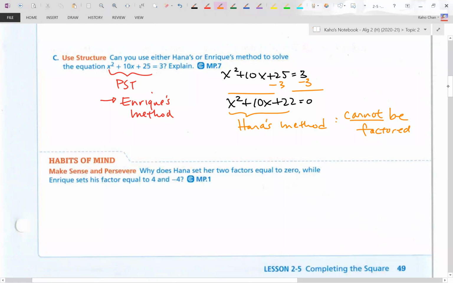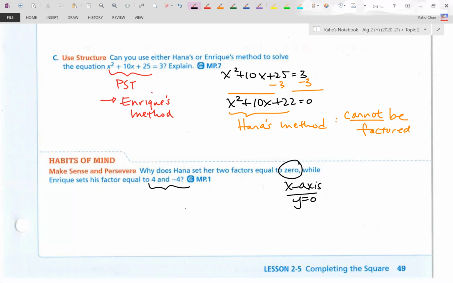Why does Hannah set her two factors equal to 0, while Enrique sets his factors equal to 4 and -4? For it to equal 0, we're just seeing where it crosses the x-axis, where you set y equal to 0. Enrique is a little bit different. You're seeing where it equals -4 or +4. All right. Let's move to the next page.